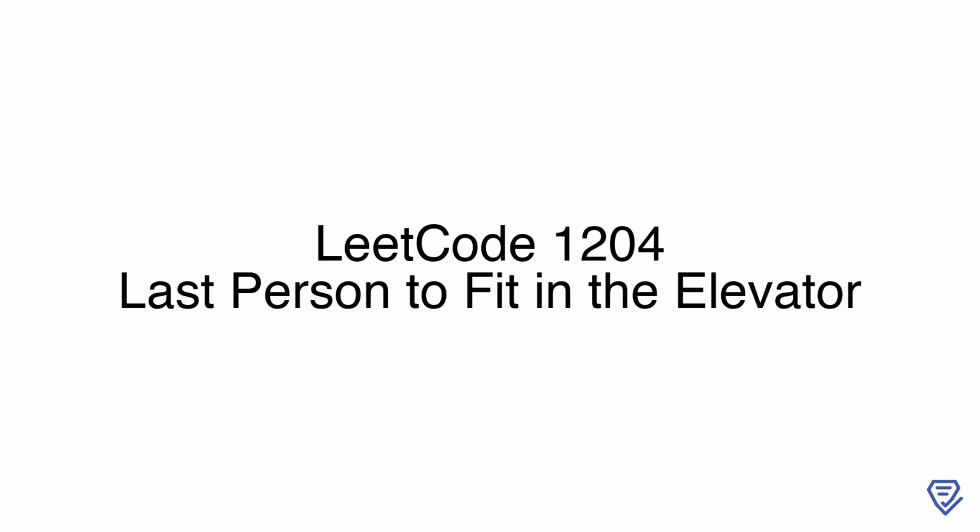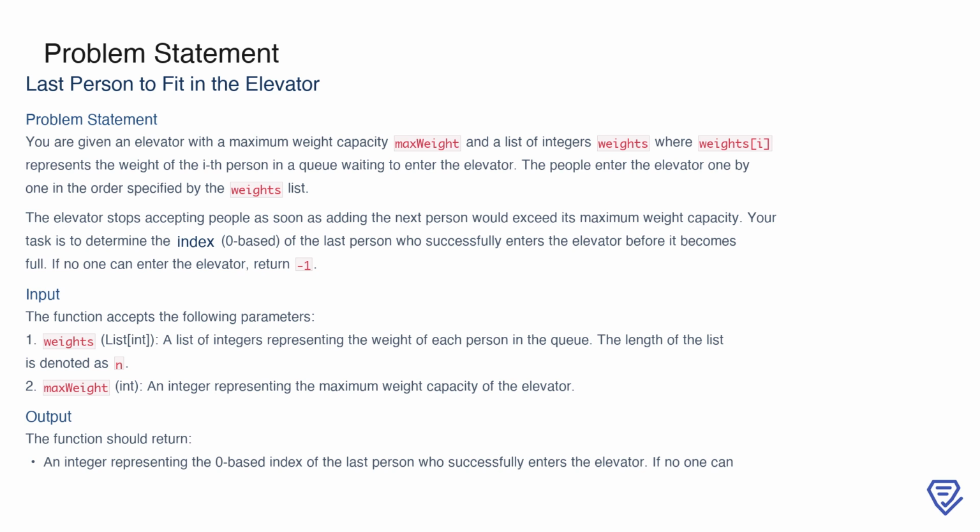Let's get started. In this problem, we are tasked with simulating the behavior of an elevator with a maximum weight capacity, which is defined by the variable max weight. You are also given a list called weights, where each element represents the weight of a person waiting in line to enter the elevator. People will attempt to enter the elevator one by one in the order they appear in the list. The key condition here is that the elevator will stop accepting new passengers as soon as the weight of the next person would cause the total to exceed max weight.